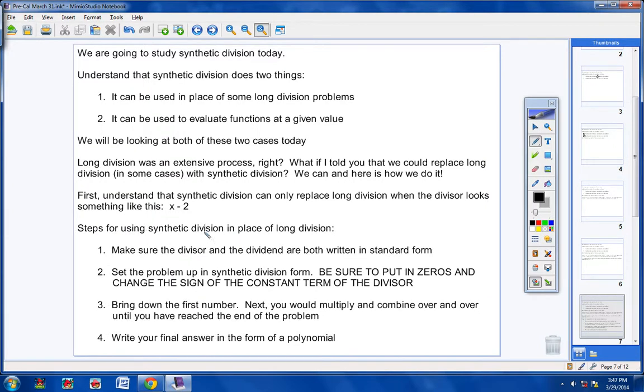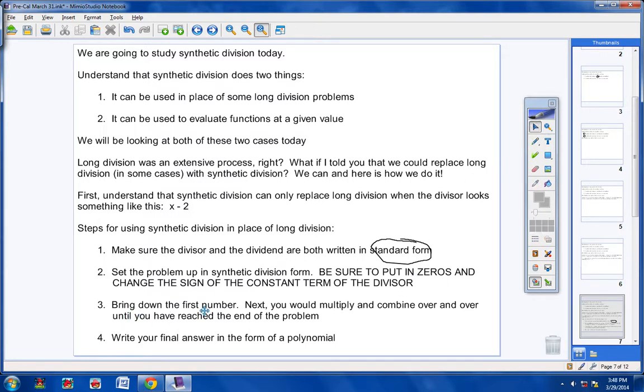Steps for using synthetic division in place of long division. Here they are. Please copy these down. You'll probably have to pause the video. Number one, make sure the divisor and the dividend are both written in standard form. That's very, very important. Number two, set the problem up in synthetic division form. I will teach you how to do that. Be sure to put in zeros and change the sign of the constant term of the divisor. I will teach you all of this later, what that means, okay?